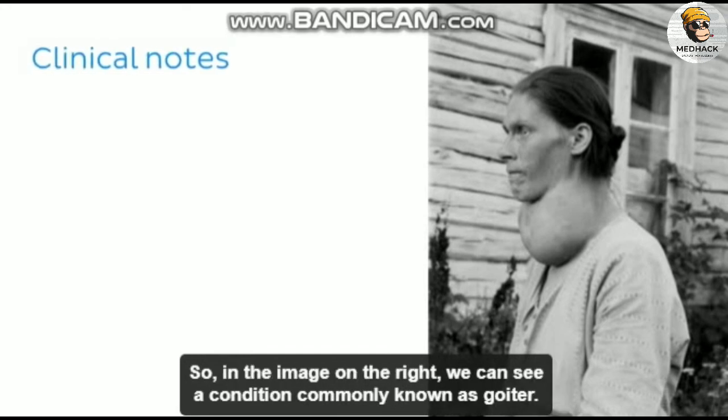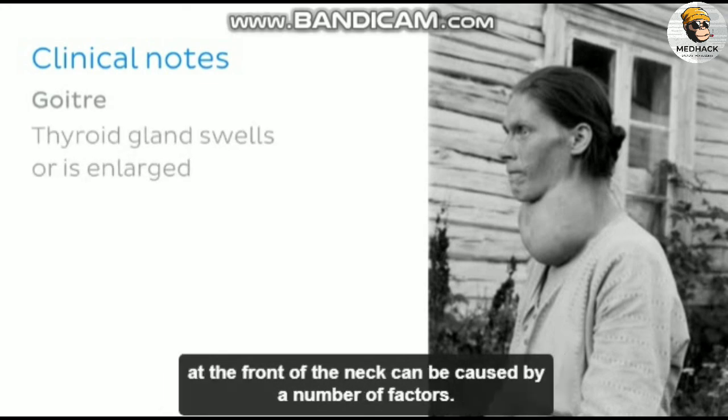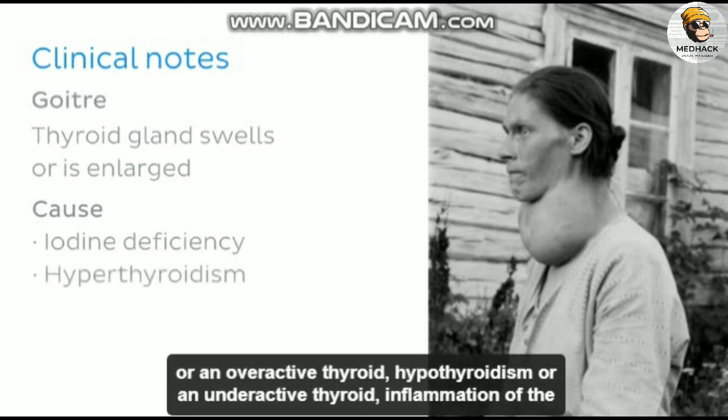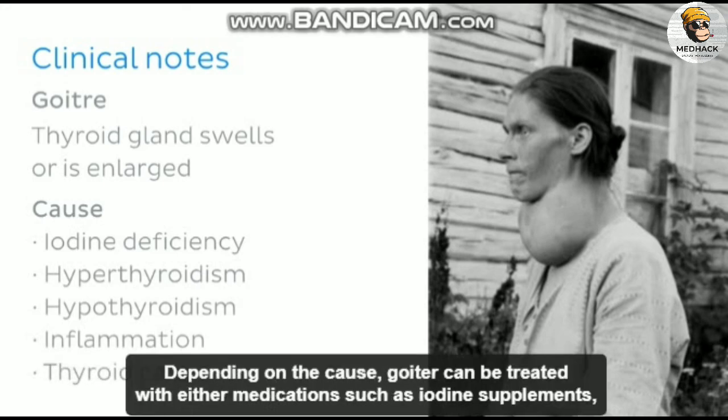So in the image on the right, we can see a condition commonly known as goiter. This condition, in which the thyroid gland swells or is enlarged, forming a visible lump at the front of the neck, can be caused by a number of factors. Iodine deficiency accounts for up to 90% of cases worldwide, but other causes include hyperthyroidism or an overactive thyroid, hypothyroidism or an underactive thyroid, inflammation of the thyroid, and even thyroid cancer.